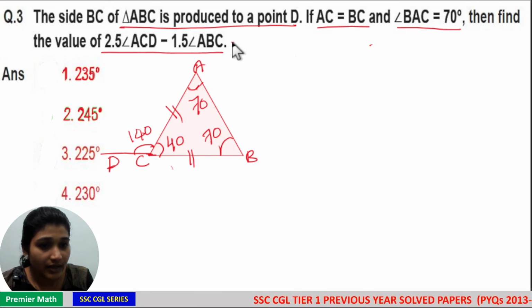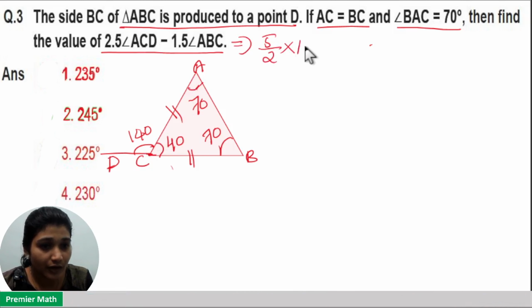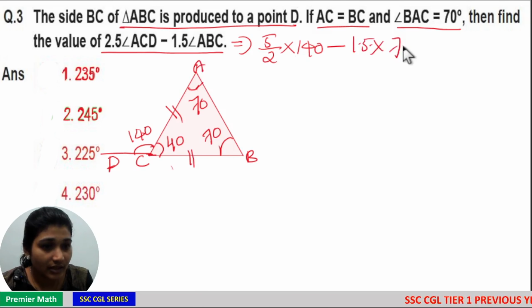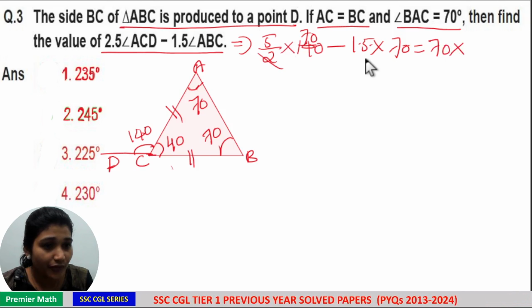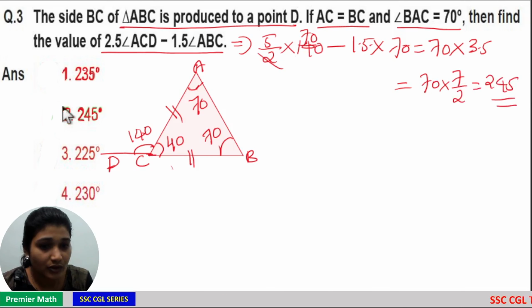Now here our answer is 2.5 angle ACD, which means 5 by 2 angle ACD, equal to 140, minus 1.5 angle ABC, equal to 70. Now here 2 goes 70 times in 140. Take 70 as common, then 70 into 5 minus 1.5, which is equal to 3.5. Or I can write it as 70 into 7 by 2. That is 490 by 2, which is equal to 245. So option 2 is your answer.